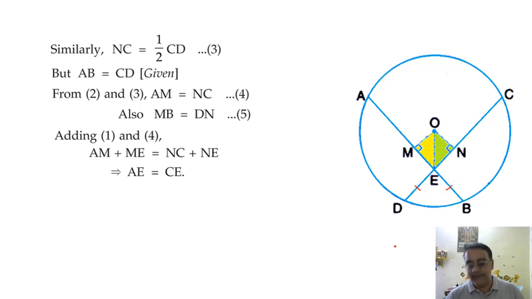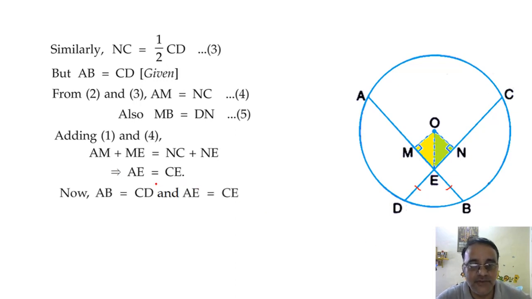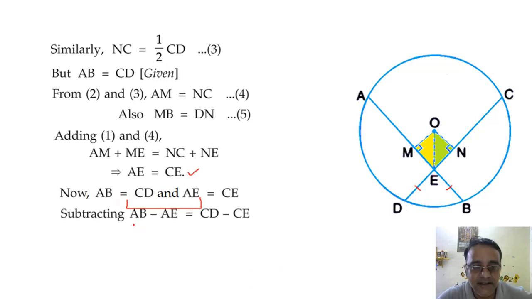We can subtract it from AB. So AB is equal to CD, that is given, and AE is equal to CE, we have already proved. So we are going to subtract these two. Subtracting, we get AB minus AE is equal to CD minus CE. AB में AE subtract करेंगे तो क्या मिलेगा? EB. And if you subtract CE from CD, what will you get? ED. So BE is equal to DE. So दोनों part proof हो गया. This is the first part and this is the second part.